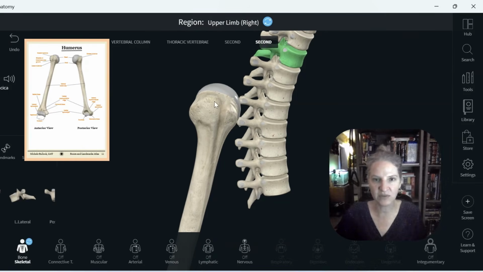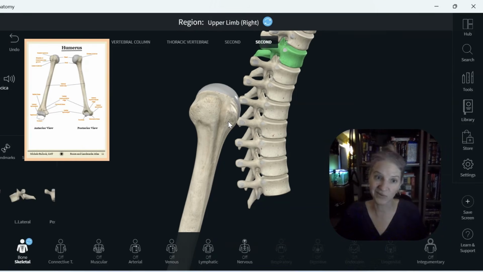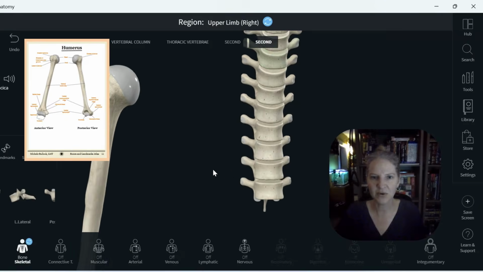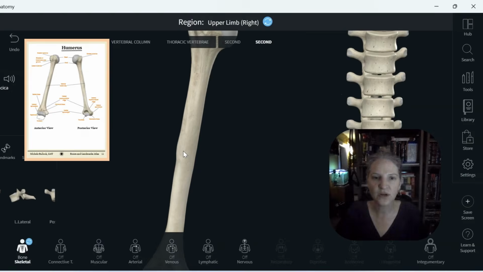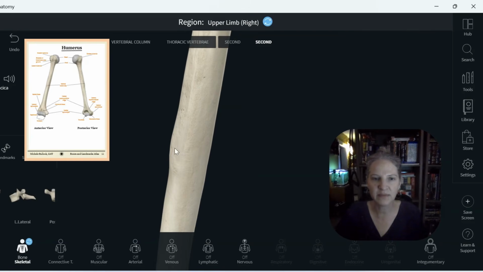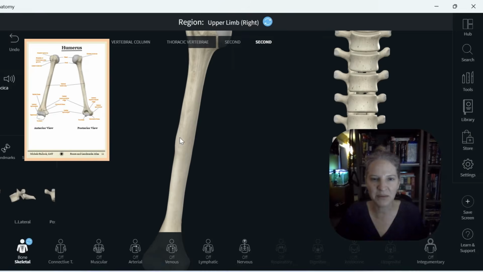You see the difference between the greater one and the lesser one? That's why they made that. Somebody was looking at the bone and they were like, yeah, that's definitely greater and lesser. Right there would be the deltoid tuberosity. You see that little baby bump? Tuberosity is a tiny baby bump.